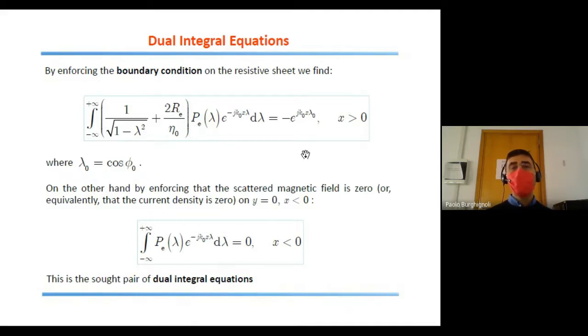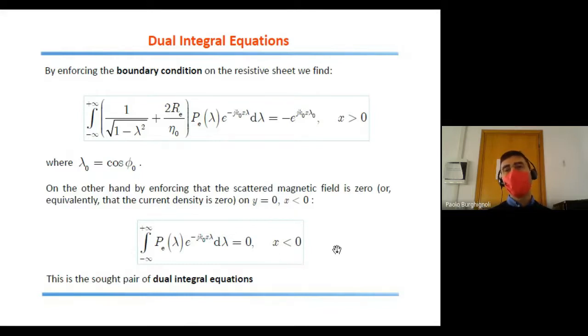Lambda 0 is again a shorthand notation for the cosine of the incident angle phi 0. On the other hand, if you enforce that Hx is 0 on the aperture for negative values of x, which is equivalent to enforcing that the current density is 0 because there is no material there, you will find another integral equation, which is simpler. That's a homogeneous integral equation that holds for negative values of x.